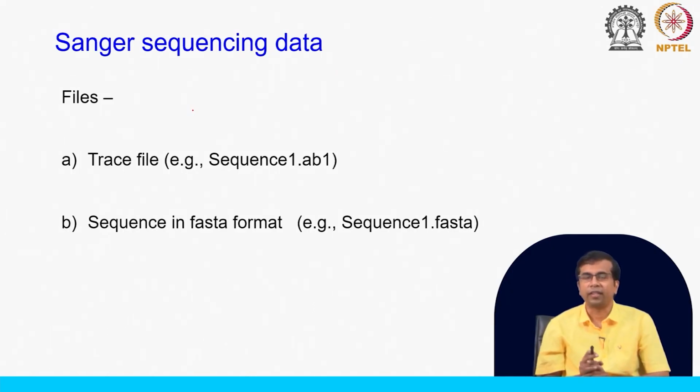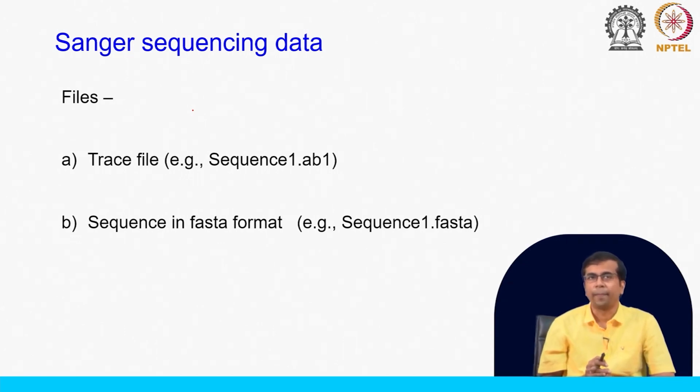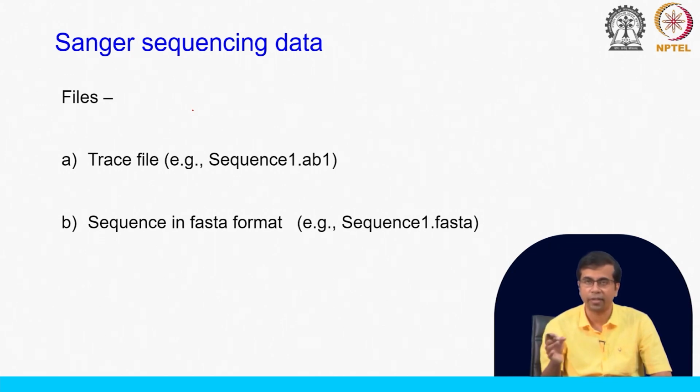So, Sanger sequencing data, it turns out, you get two files. One is called the trace file. For example, you will see something like sequence 1.ab1, just as an example. These are called AB1 files. Whenever you do Sanger sequencing, you will get these AB1 files. How do they look? We will see in a moment.